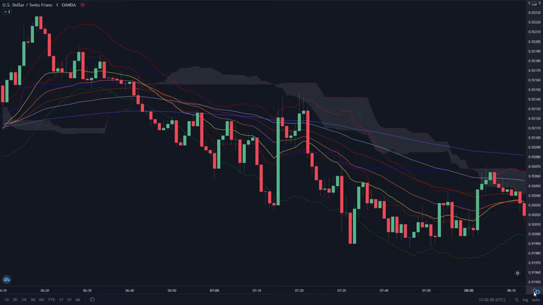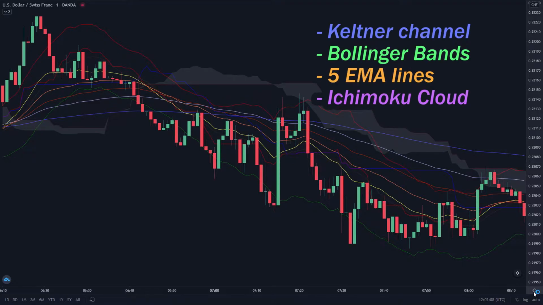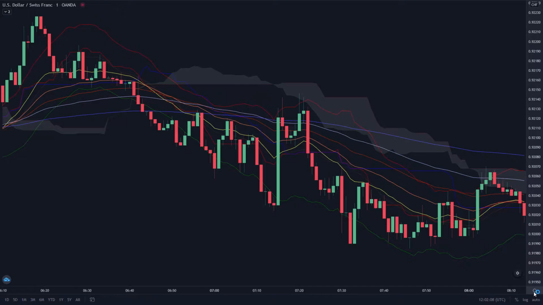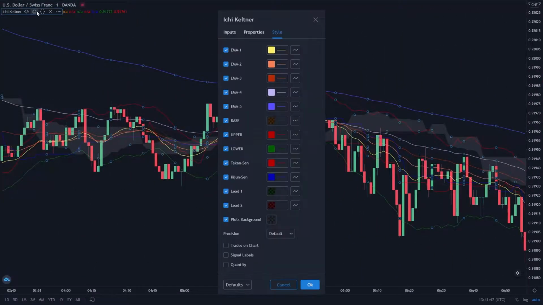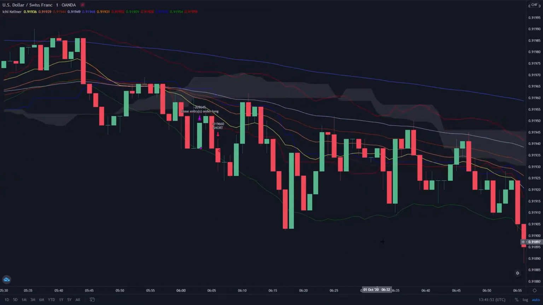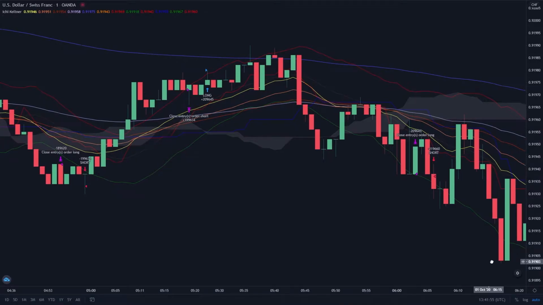So basically, the indicator is just a combination of the Keltner channel, Bollinger Bands, 5 EMA lines, and the Ichimoku cloud. So, as promised, I'm not going to explain to you the technicals and the codes of the indicator, because the indicator already has built-in signals that tell you exactly when to enter and exit a trade.